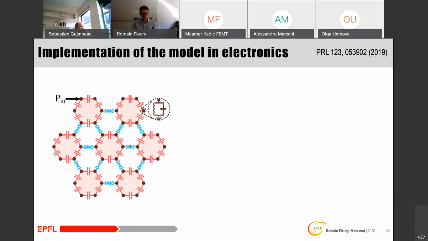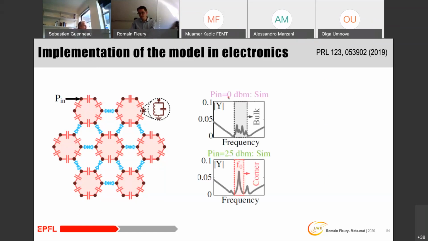We wanted to build a platform that was easy enough so we could explore the physics, and we did that. So we have an electrical circuit with couplings that are linear, those capacitors, and couplings that are nonlinear, those varactor diodes. And we excite it from a corner, and we look at the electrical admittance versus frequency. So if we send not a lot of power, let's say 0 dBm, that's the admittance spectrum we get. We don't see clearly a band gap because the system is a little bit small, but we see a bunch of bulk resonances. What we know is that if there is a band gap, it's in the middle here, okay?